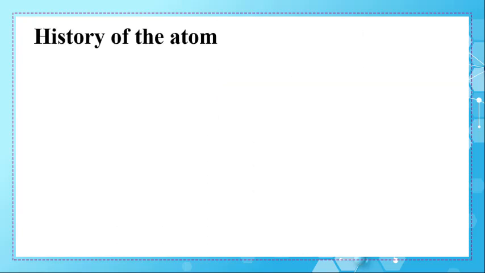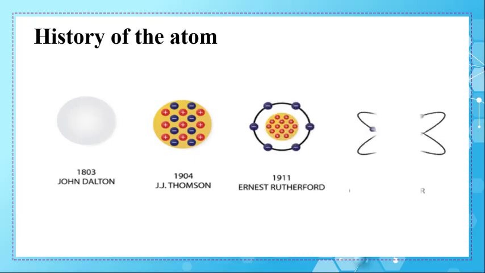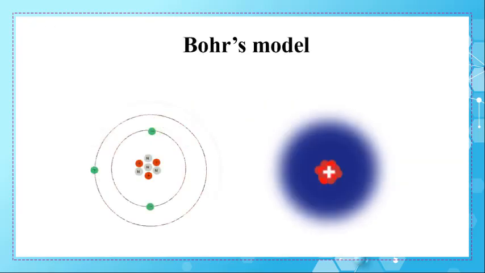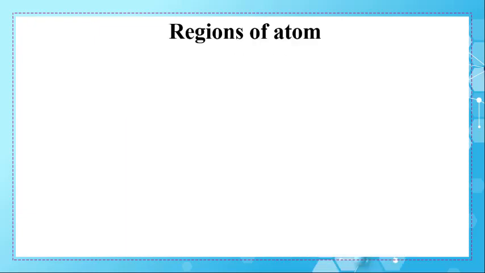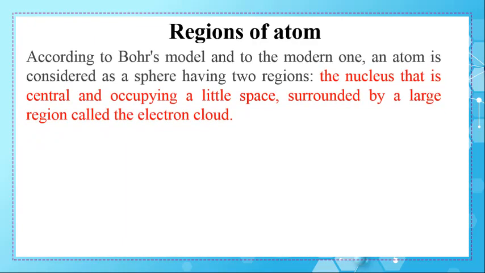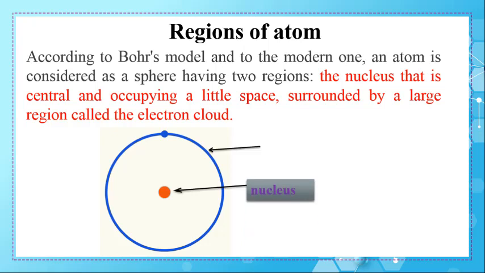These are the 4 models of the atom proposed by scientists throughout history. Today, there is a model a little bit different from that of Bohr, known as the modern atomic model. According to Bohr's model and to the modern one, an atom is considered to be a sphere having 2 regions, the nucleus that is central and occupying a little space, surrounded by a larger region called the electron cloud.